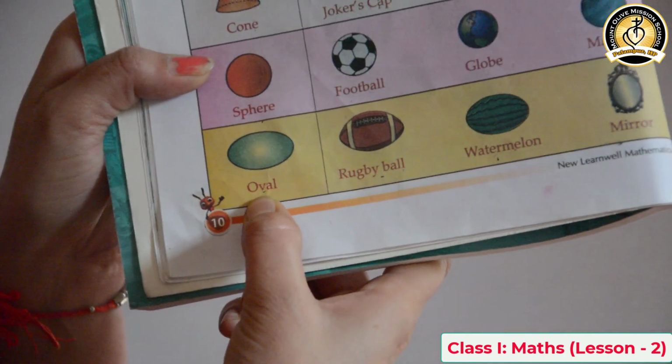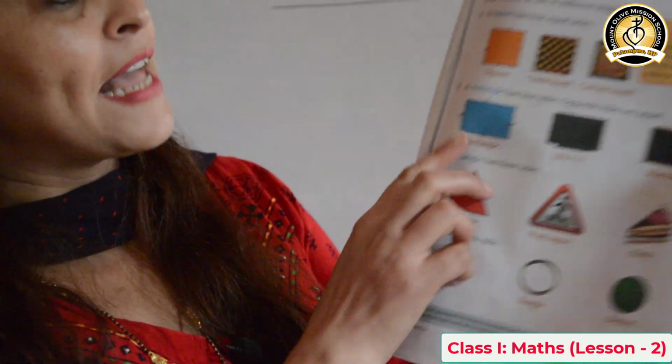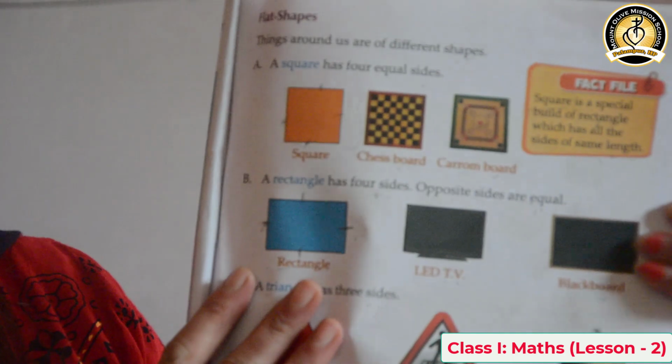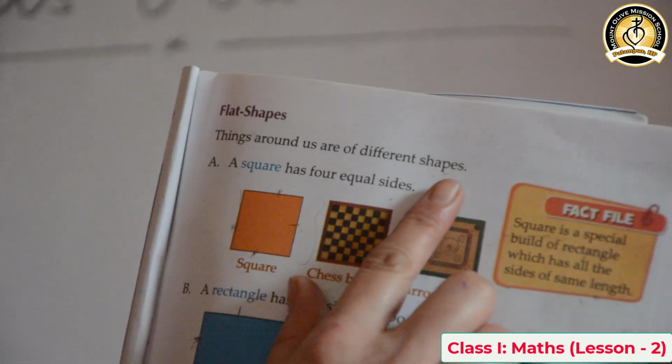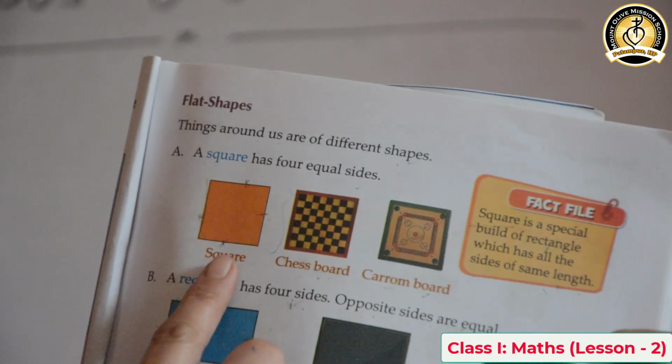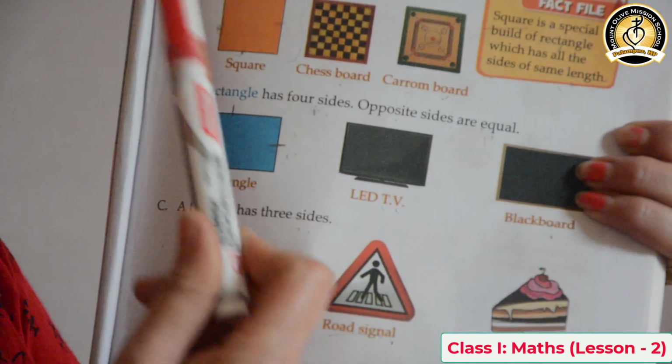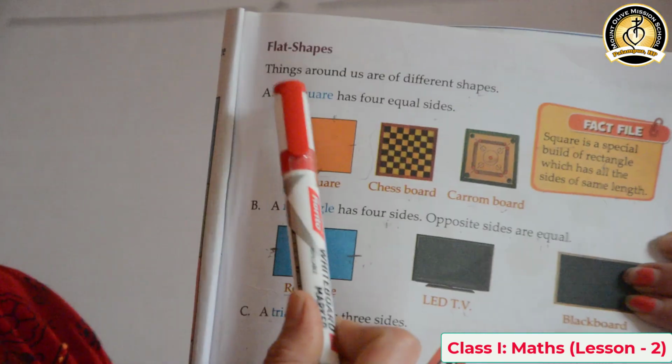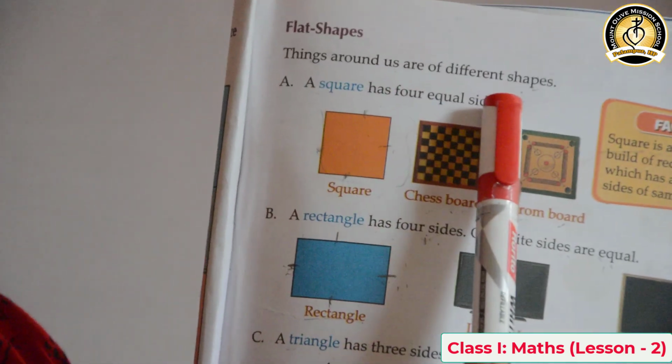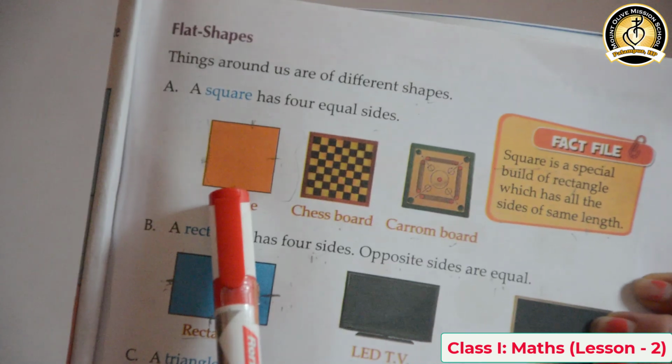Okay students? Now come to the flat shapes. Flat shapes are the basic shapes. फ्लैट शेप जो होती है वो बेसिक शेप्स होती है. For example square, rectangle, triangle and circle. First we discuss square. A square has 4 equal sides. Square में 4 equal sides होती हैं.